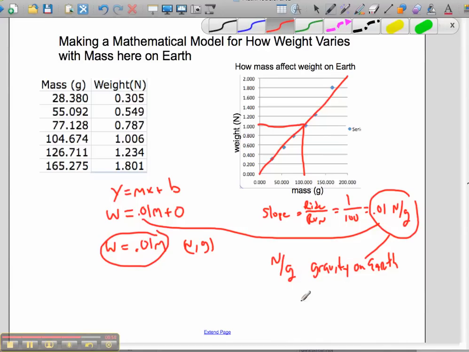In fact, just if you're curious, Jupiter, which is our largest planet in the solar system, has a gravity constant of 0.025, or about 2.5 times as much as on Earth. Alright, so that's our first example of creating a mathematical model, using it, and interpreting the meaning of the slope. In the next segment, we'll look at another example.